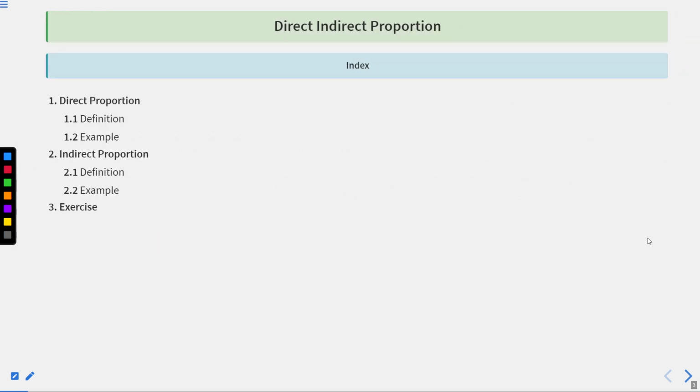In this lecture, we are going to start with direct proportion in the very first section, in which we will first see the definition of direct proportion, and in the next section we will see an example of direct proportion. In the second section, we are going to study indirect proportion, in which we will first see the definition and then we will see an example. At last, in the third section, we are going to solve some problems on direct and indirect proportion.